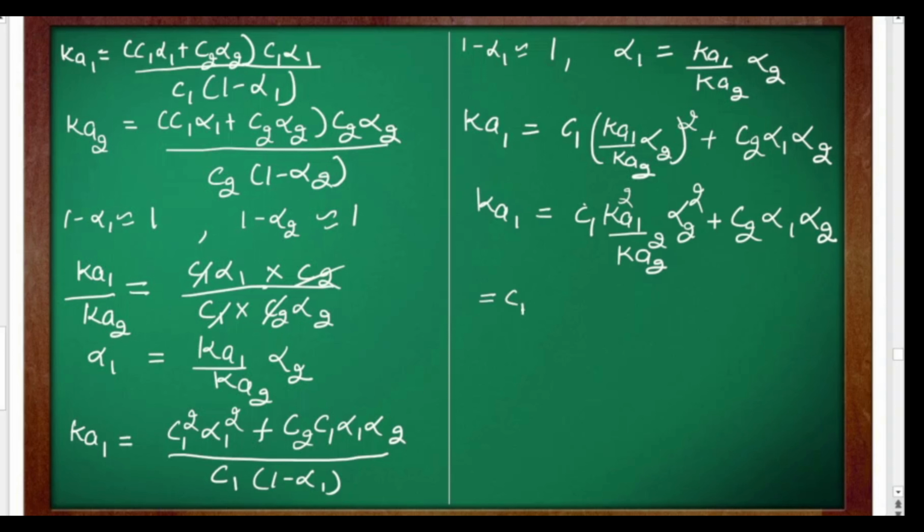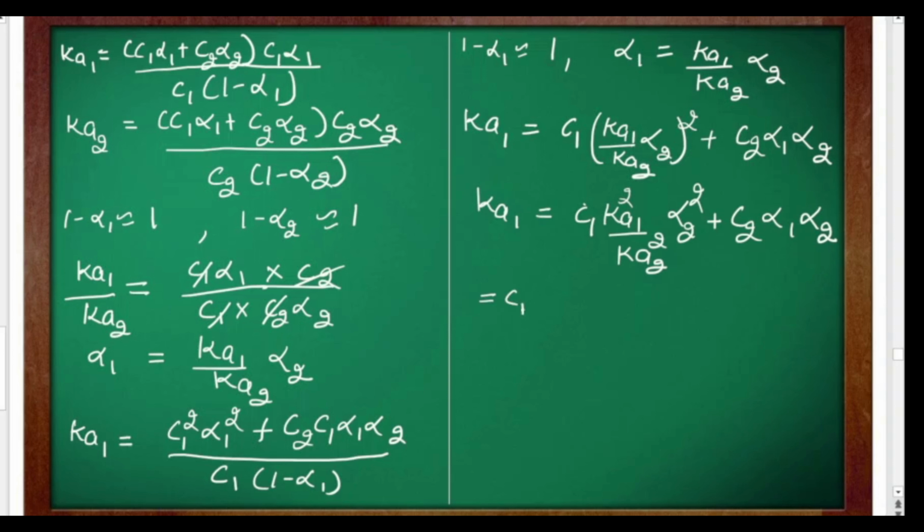On solving, we get hydrogen ion concentration equal to square root of C1 multiplied by Ka1 plus C2 multiplied by Ka2. On putting the values, C1 is 0.15 molar, Ka1 is 4.5 multiplied by 10 raised to power minus 4, C2 is 0.2 molar and Ka2 is 1.8 multiplied by 10 raised to power minus 5, we get hydrogen ion concentration as 8.43 multiplied by 10 raised to power minus 3.